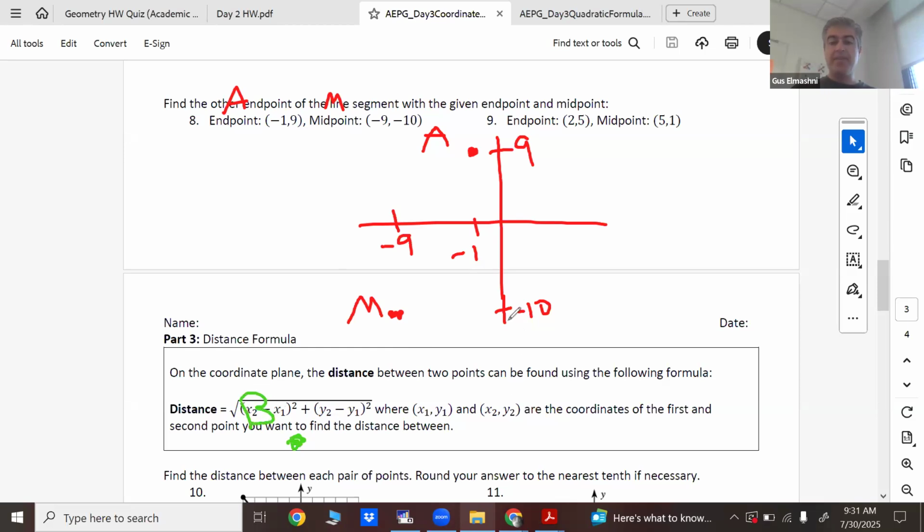Now, where exactly is that going to be? Well, this is where it gets very visual. How far did I travel horizontally? Go from 8 to 10. How far did I travel horizontally?